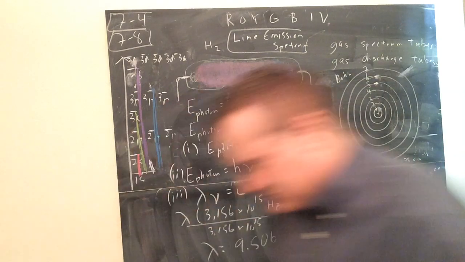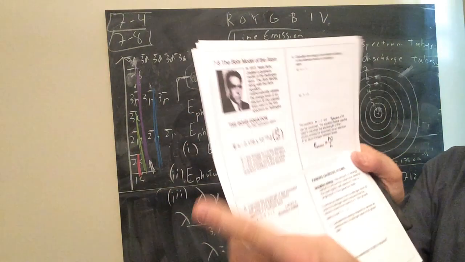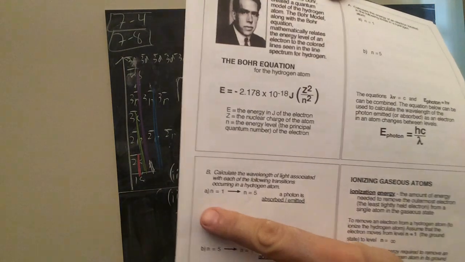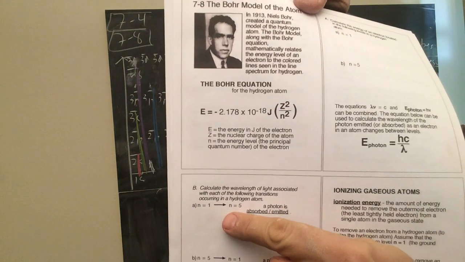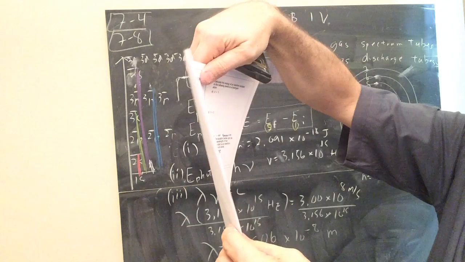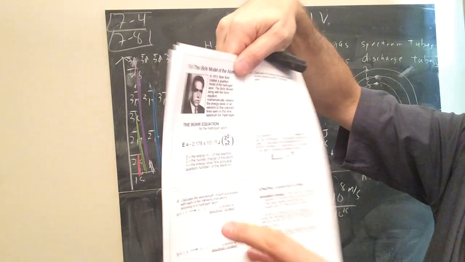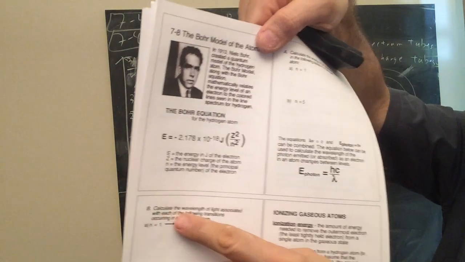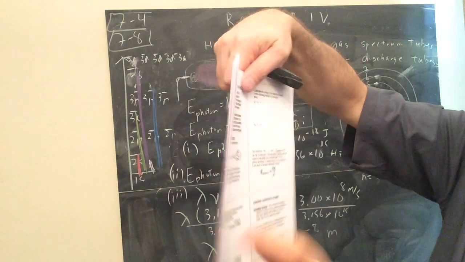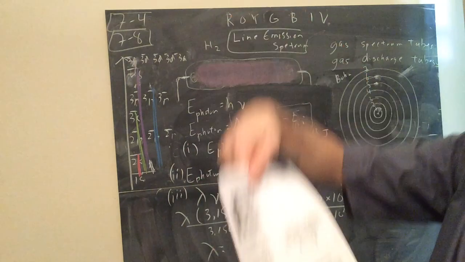I hope you're not getting lost on this, but I'm only doing part A. If I go from n equals 1 to n equals 2, I want to find out what is the wavelength. Actually, I'm finished with this question. Calculate the wavelength associated with each light, and that would be it. It would be that right there.